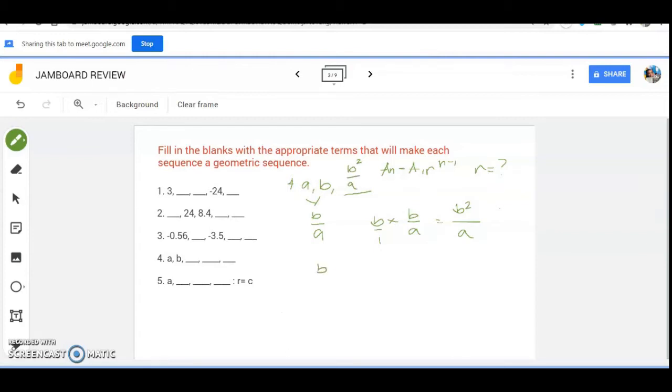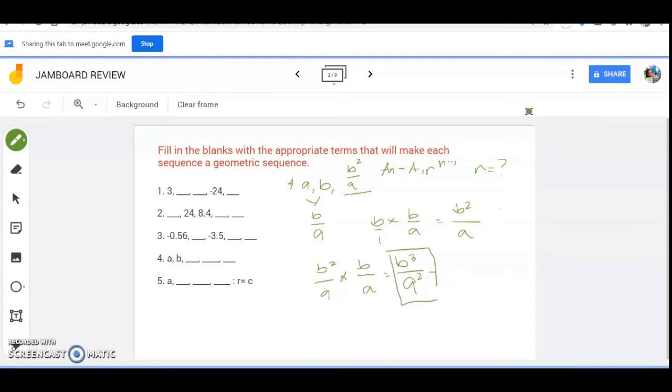Since meron na tayong b squared over a, for the next term we have to multiply this again to b over a. Okay, so we have b cubed. Nasusundan ba nung iba? What about yung sa baba natin? You're multiplying a to itself. So, that is a cubed pa rin? Squared, kasi dalawang beses lang naman. Okay, so this is our third term.